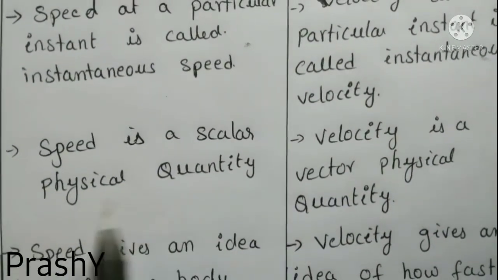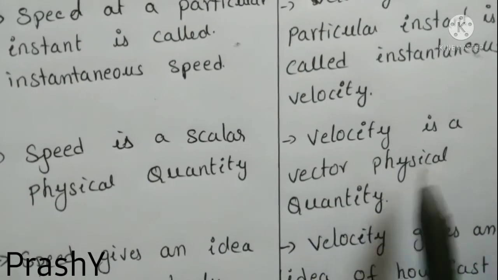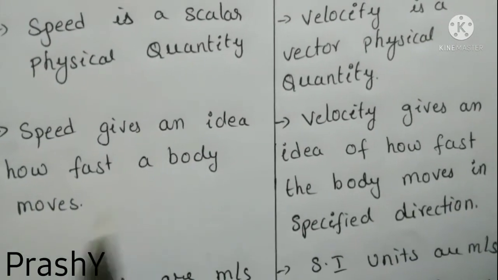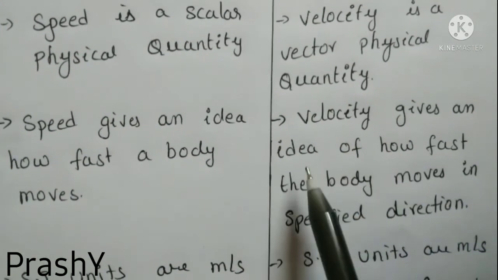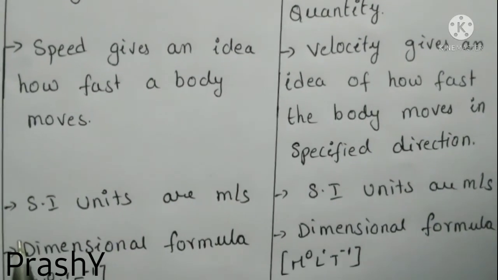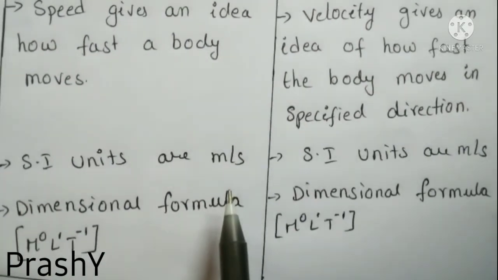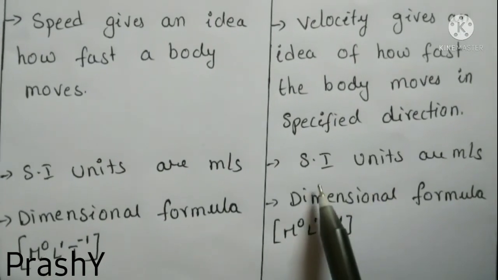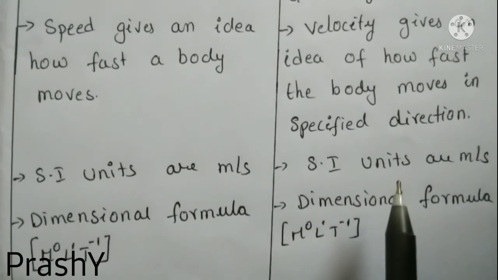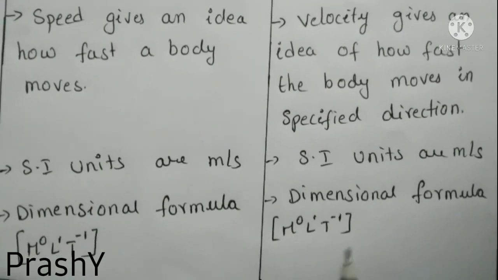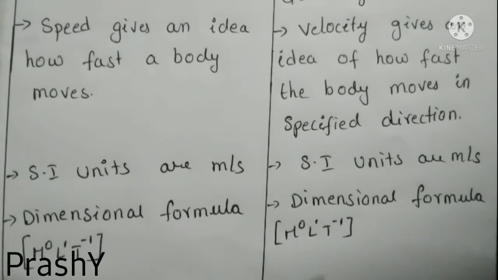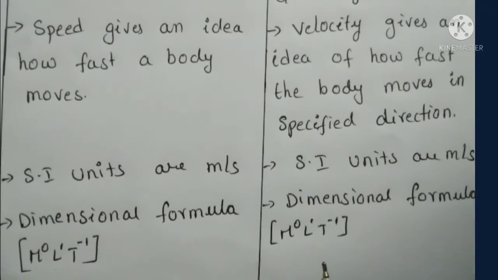Speed is a scalar physical quantity. Velocity is a vector physical quantity. Speed gives an idea of how fast a body moves. Velocity gives an idea of how fast a body moves in a specified direction. SI units are meter per second for speed, and for velocity also the SI unit is meter per second. Both speed and velocity have the same SI units, so their dimensions are also equal. The dimension formula will be M^0 L^1 T^-1, and for velocity also M^0 L^1 T^-1.